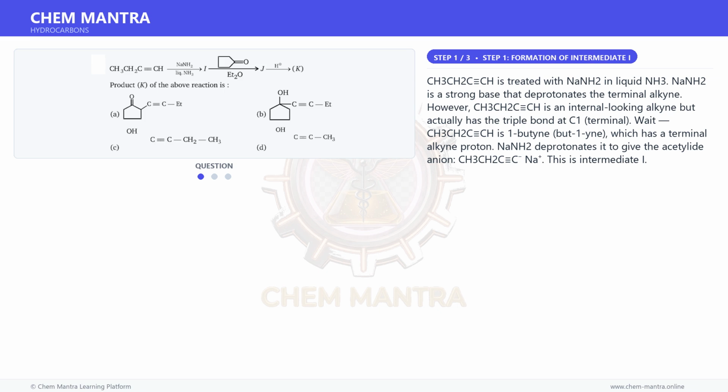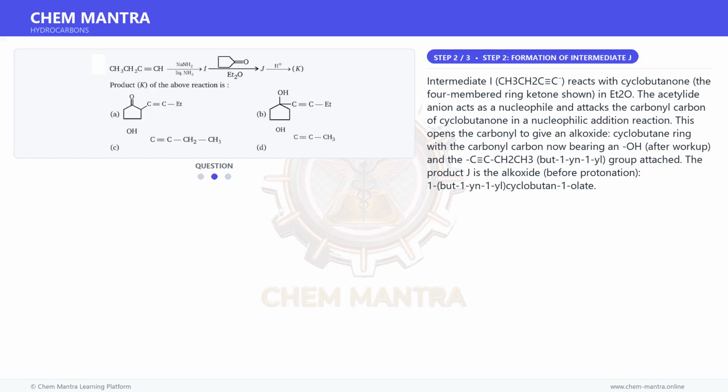Wait, CH3CH2CCH is 1-butyne, which has a terminal alkyne proton. NaNH2 deprotonates it to give the acetylide anion CH3CH2CC−. This is intermediate I. Moving on to the next step.